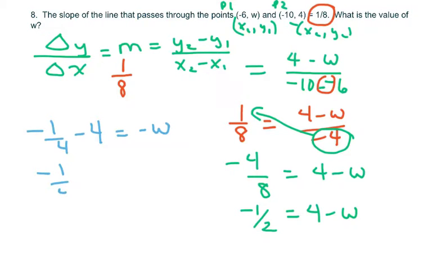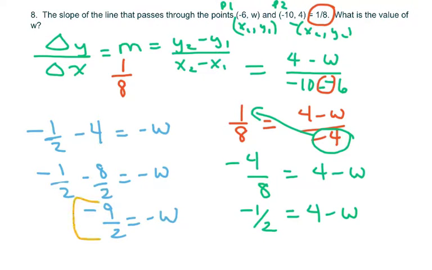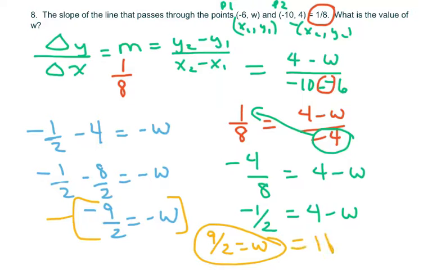This is actually negative half, right? So negative half minus 4, so that's negative 9/2 equals negative w. I negate this, make everything opposite, so I get 9/2 equals w. So the answer is H. Okay? Alright.